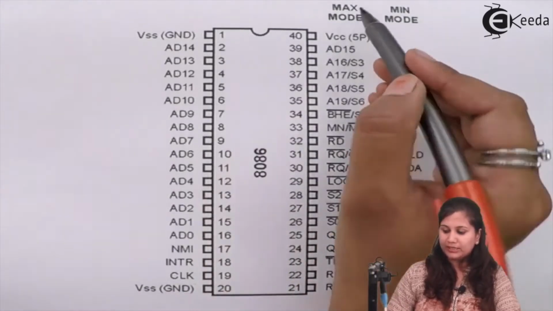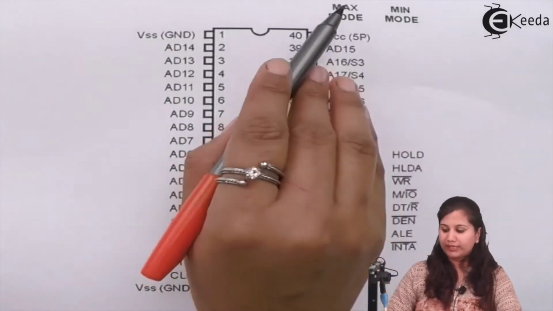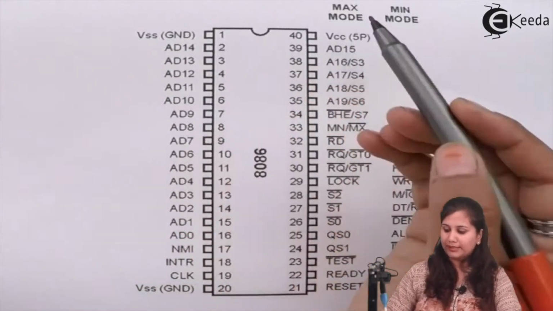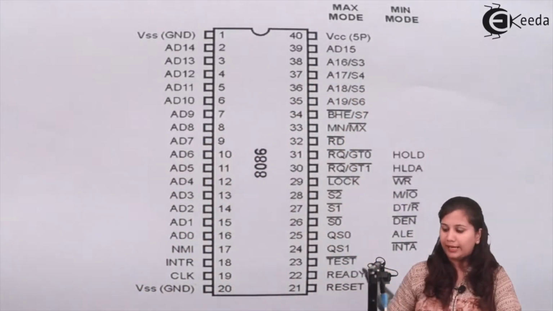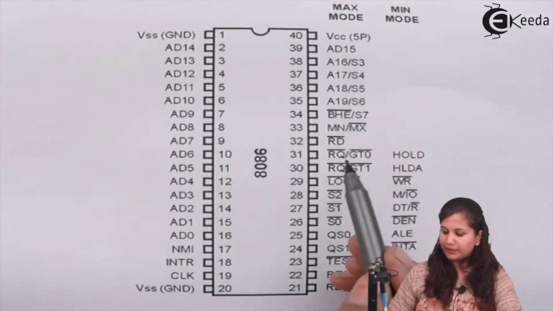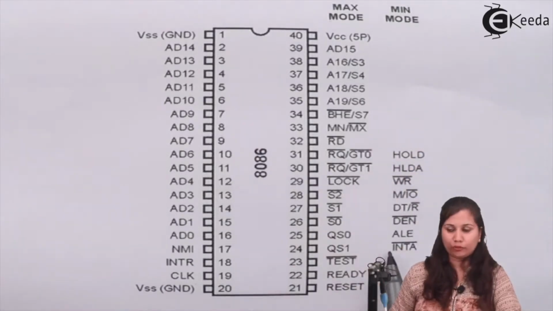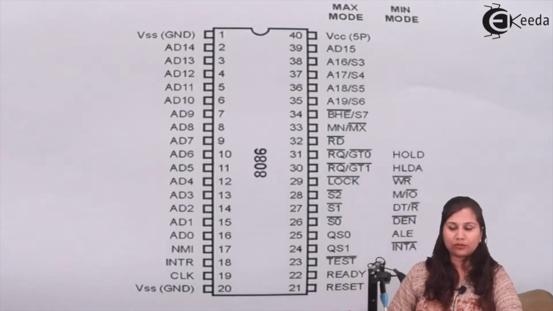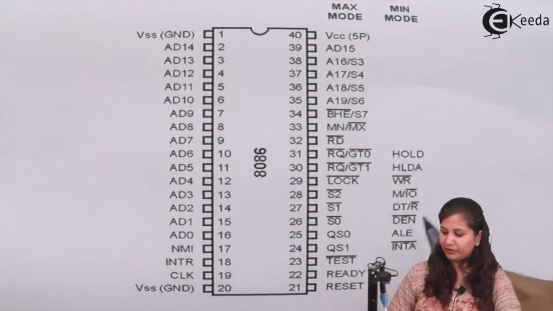Now here you can see that two modes are described. One is the maximum mode and the other is the minimum mode. So in the maximum mode these pins work, and in minimum mode these pins 31 to 24 will have these signals, which are written here.